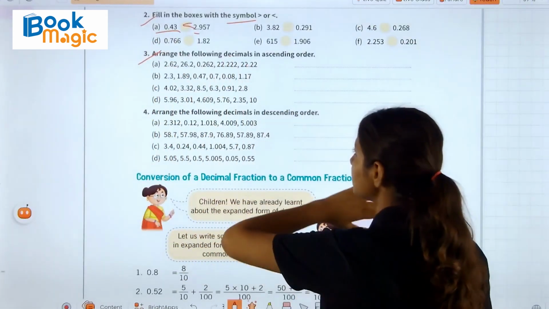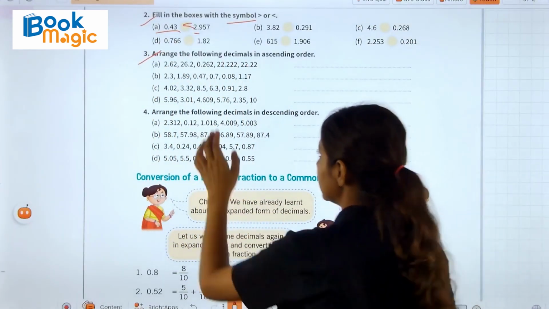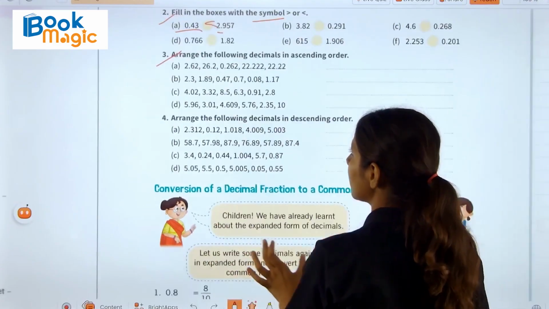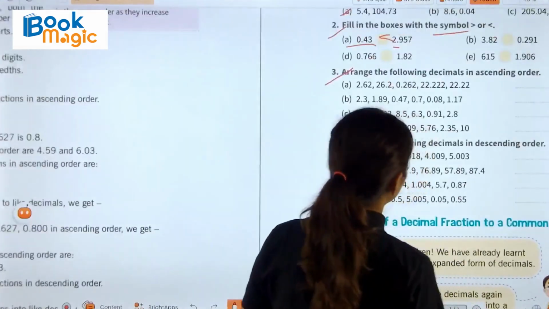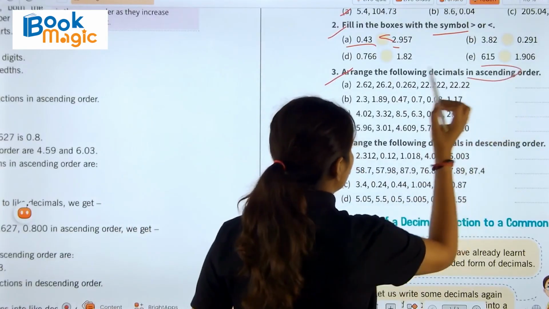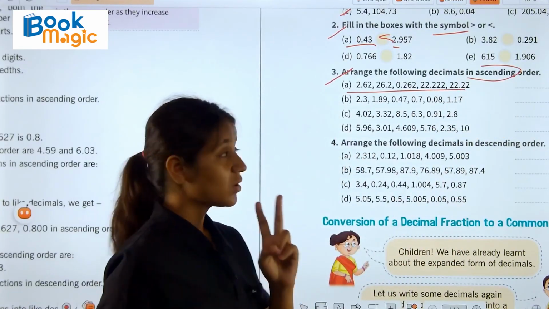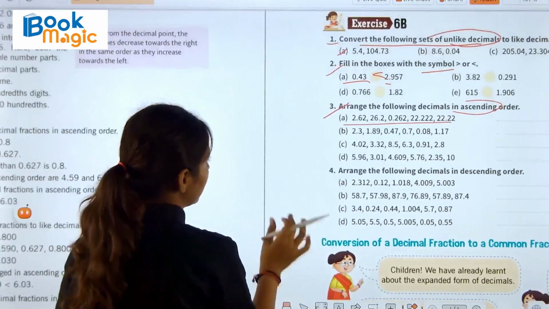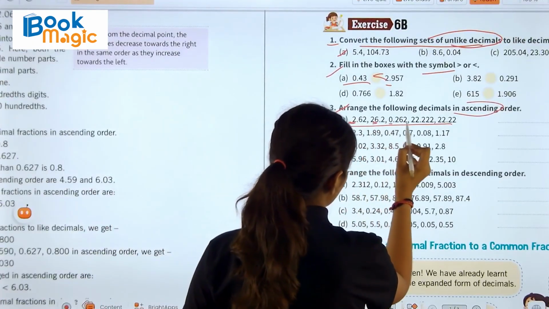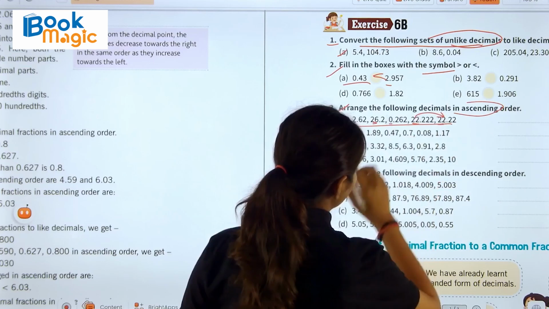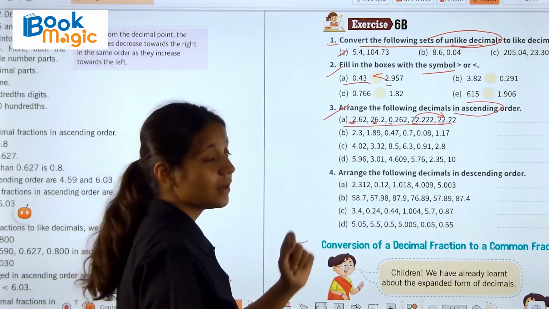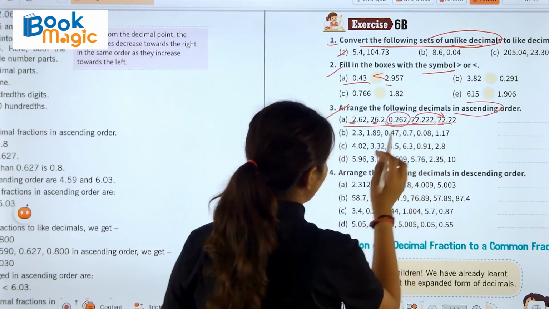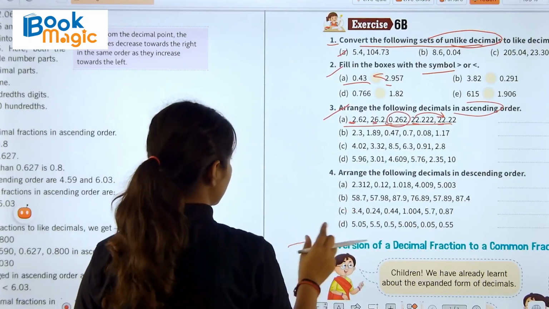Now we have question number 3. Arrange the following decimals in ascending order. We can see here 2.62, 26.2, 0.262. They are having the same digits to make confusion. We have two methods. We can simply see them or we can firstly change them into like decimals. They are having the same value, so we have to check their decimal places. So firstly is 0.262, because we know 0 is the smallest number among them.